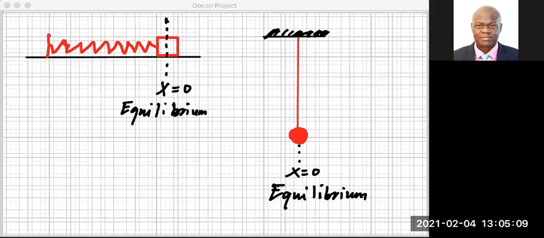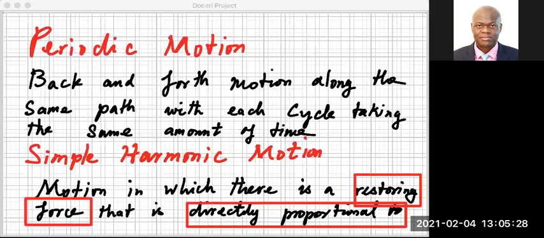Similarly for the spring, you need to pull the mass either to the right or push it to the left, and once you let it go, you begin swinging back and forth. You call that oscillatory motion, periodic motion, and simple harmonic motion if the two conditions in the previous slide are met: if there is a restoring force which is proportional to the displacement from the equilibrium position.